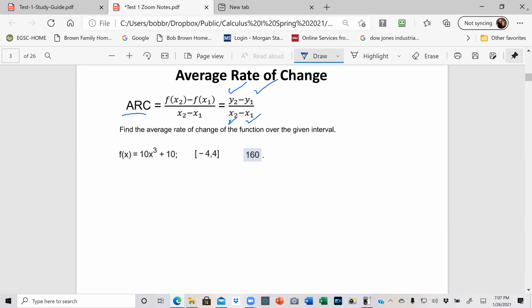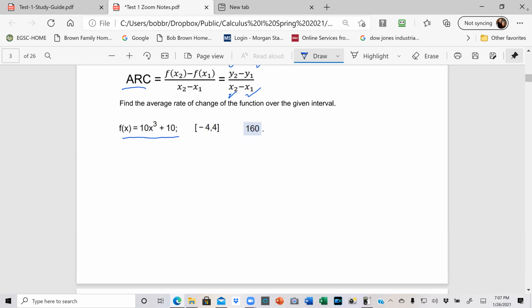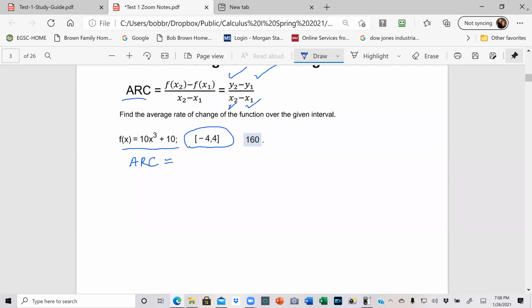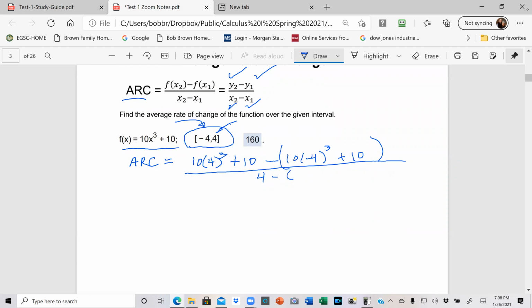A very simple problem here is if you have f of x is equal to 10x cubed plus 10, we want the average rate of change over the interval minus 4 to 4. So we can simply write down the average rate of change is equal to, we plug in 4, and we get 10 times 4 cubed plus 10. Then we subtract off the value at minus 4, which is 10 times minus 4 cubed plus 10, all divided by 4 minus minus 4. And this is equal to, first of all, we have plus 10 and minus 10.